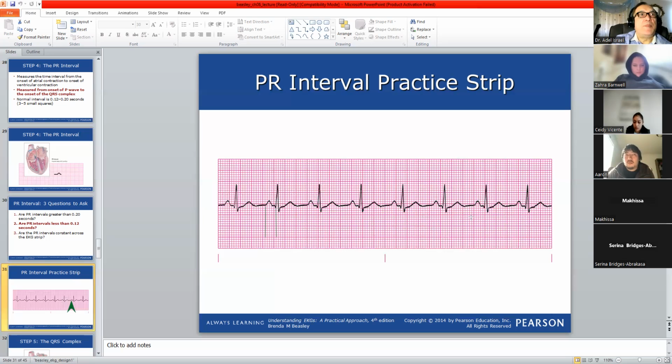How to count the PR interval: starting from here and ending here, we count the number. We find it is 1, 2, 3, 4, 5. This is the same. So it is 5 small boxes, and it is constant. You remember? Less than or ranging between 0.12 to 0.20, and it is constant. So this is a perfect heart. You got it? And so on, we are going together.